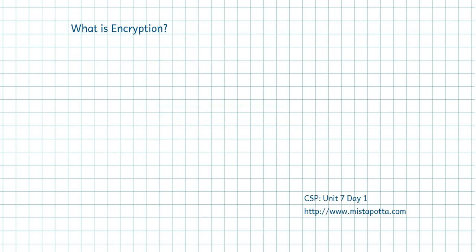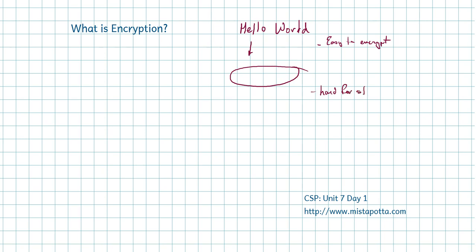So we're going to jump over here to talk about exactly what is encryption. Let's say that there's some message that I want to send, like hello world, but I don't necessarily want anyone who looks at this message to understand exactly what it is that I'm sending. So what I'm looking for is something that's easy to encrypt. In other words, it's going to be very easy for me to transform this into something else, and that something else is going to be hard for strangers to decrypt.